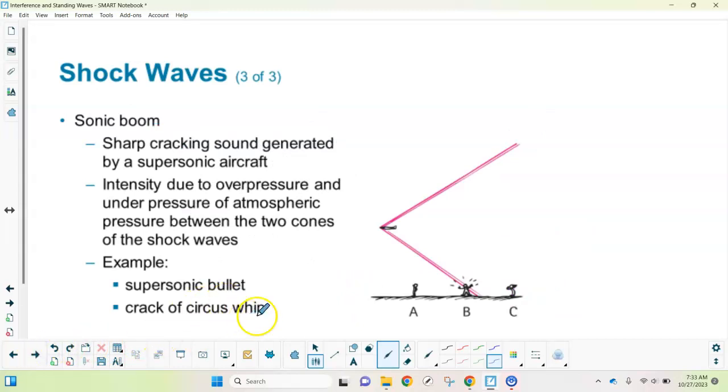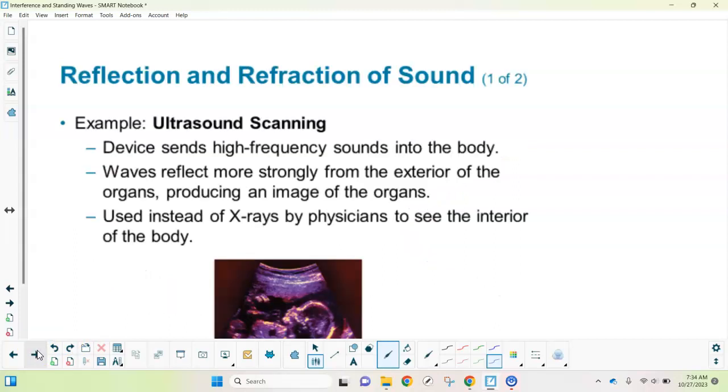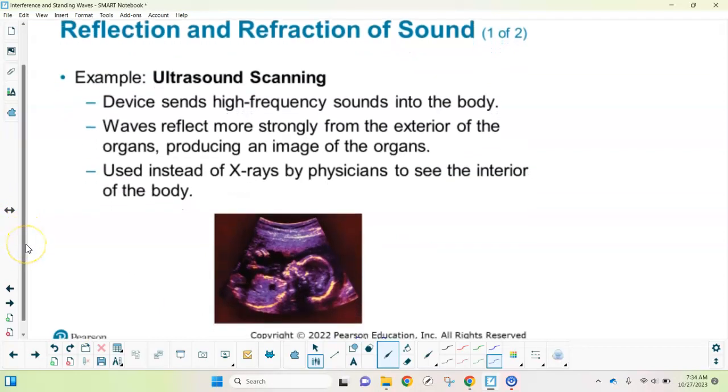Other things that are basically a sonic boom, if you crack a whip, it's the same principle. It's that quick, like the object is moving faster than the sound, and it produces that very loud noise. All right, some other phenomena with sound that you guys are probably interested in.